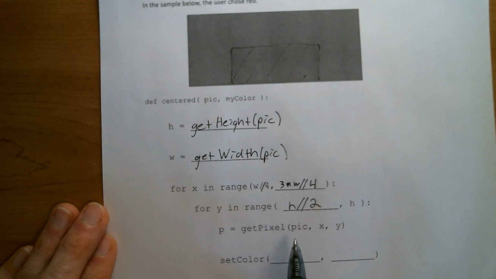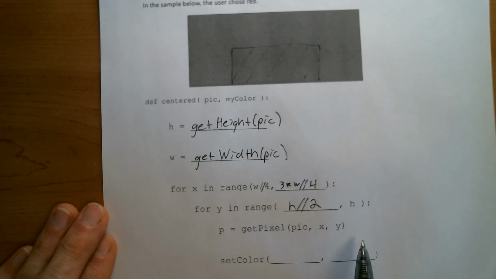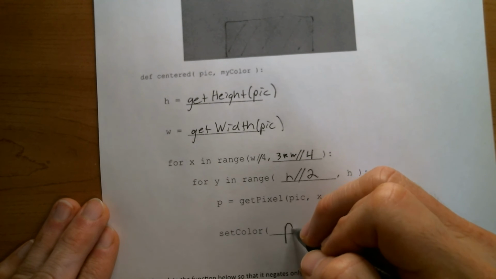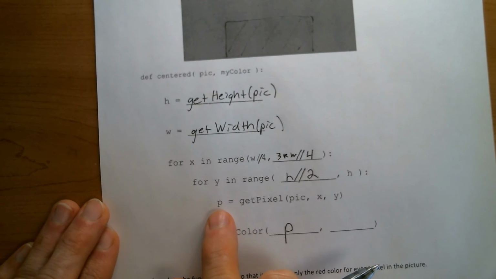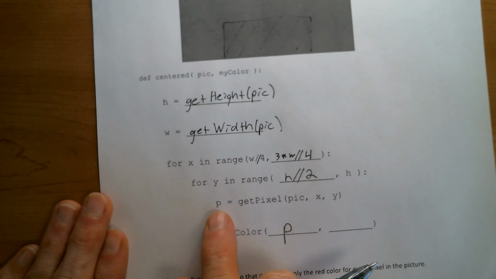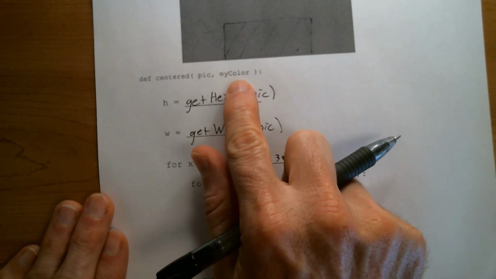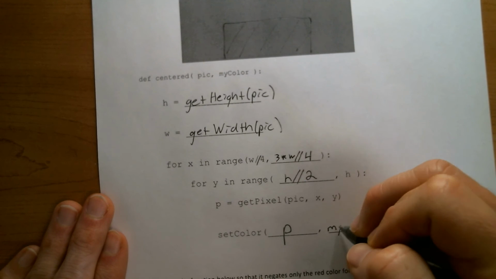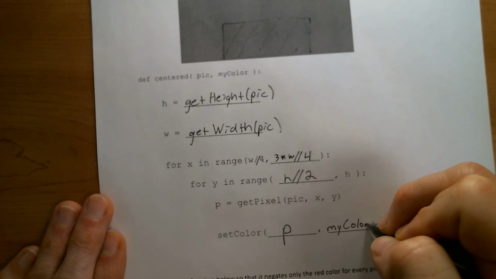P equals get pixel of pick at x and y. And then we're setting the color, again, not of pick, but of an individual pixel. So we're setting the color of P because that's the letter they used. And we're setting it to whatever color they specified. So that's using this input here, my color.